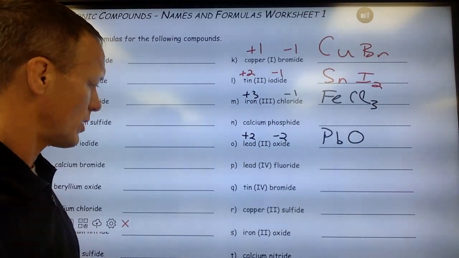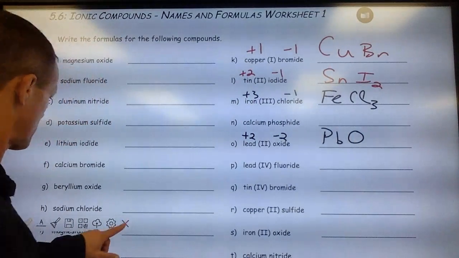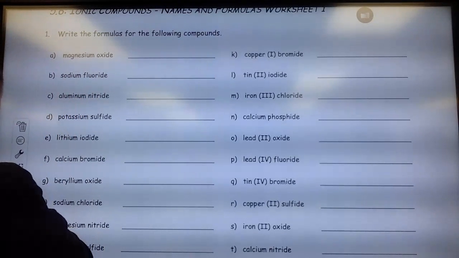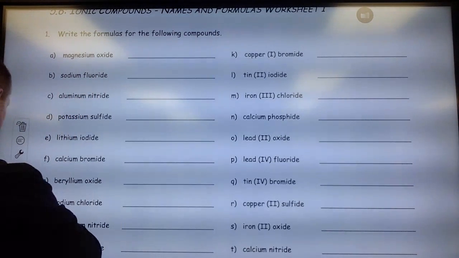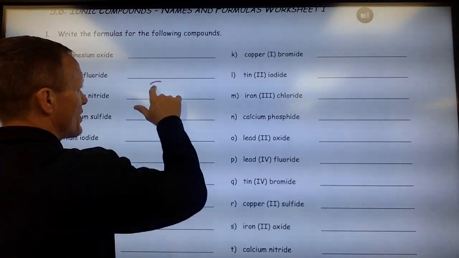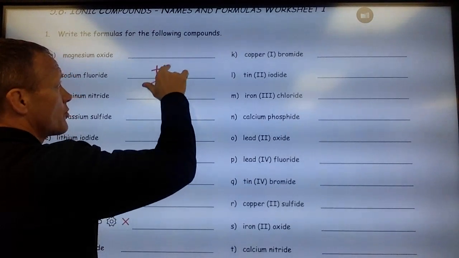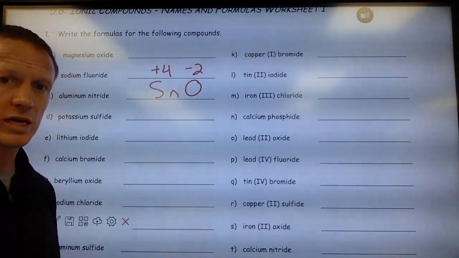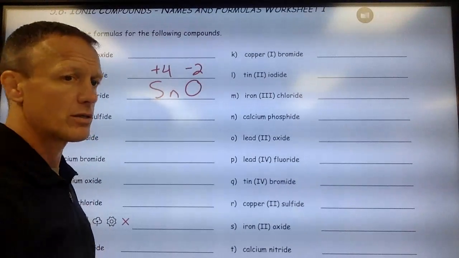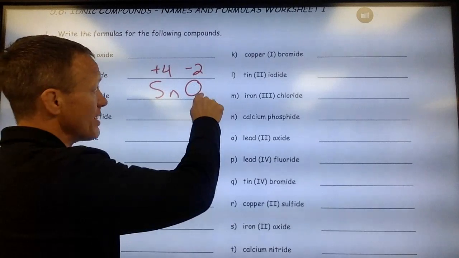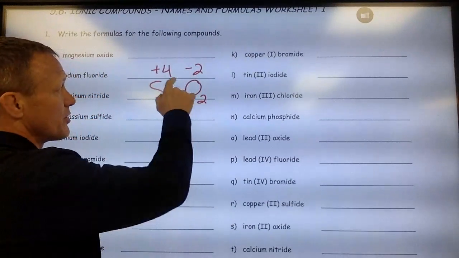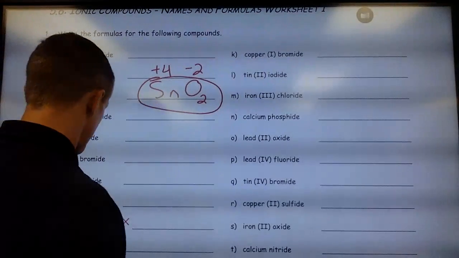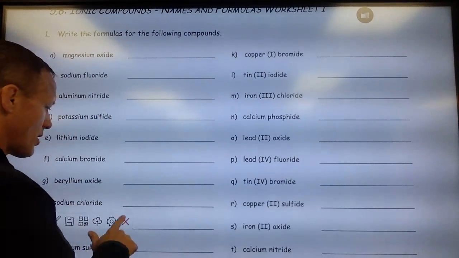I do want to show you one. I don't know if I have one on here like this. Let's say we have tin that can be a +4 charge and oxygen that is a -2. So again, we're trying to equal those charges out. So if this is a +4, I want that to be a -4. So I would need to double my oxygen to get that to a -4. So SnO2.